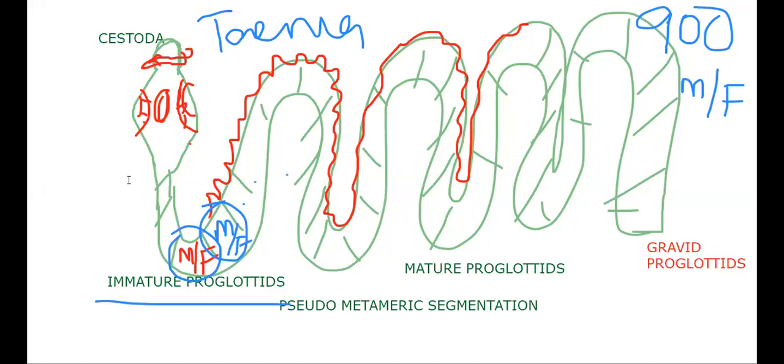In the immature segments, the male and female reproductive systems are not much developed. That means they are now growing, and from here onwards new segments will form. We call that process strobilization. These segments have only just formed, that's why the reproductive system is not much developed. Next, the mature segments, where we can see well-developed male and female reproductive systems.